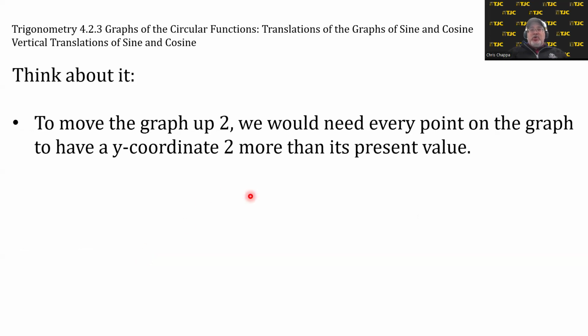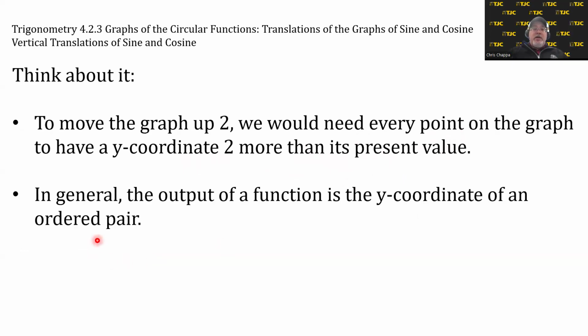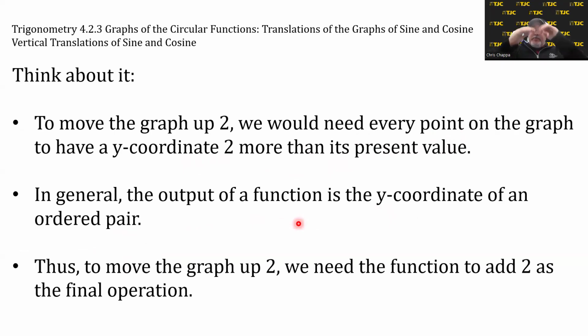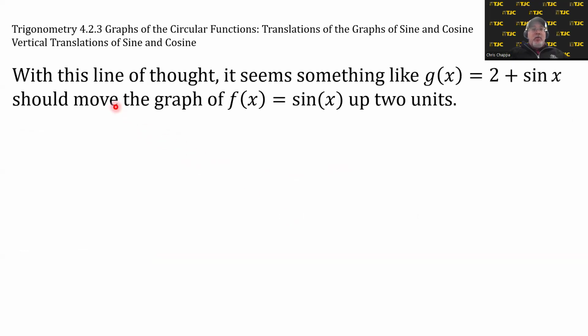To move the graph up 2, we would need every point on the graph to have a y-coordinate 2 more than its present value. So whatever the y was, I need it to be 2 more. In general, the output of a function is the y-coordinate of an ordered pair. Thus, to move a graph up 2, we need the function to add 2 as the final operation. With this line of thought, it seems something like g of x equals 2 plus sine of x should move the graph of f of x equals sine of x up by 2 units.